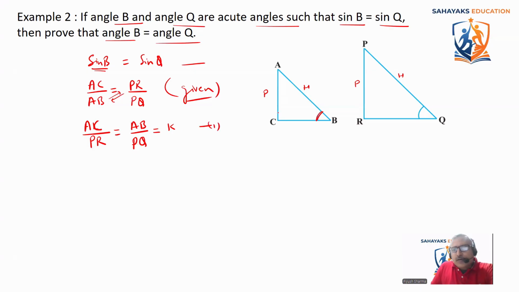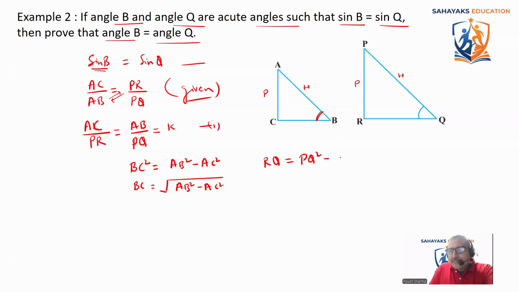Now in triangle ABC, if I have to find out BC square, what is BC square? BC square is equal to AB square minus AC square. So BC is equal to the square root of AB square minus AC square. And similarly, RQ is equal to the square root of PQ square minus PR square.